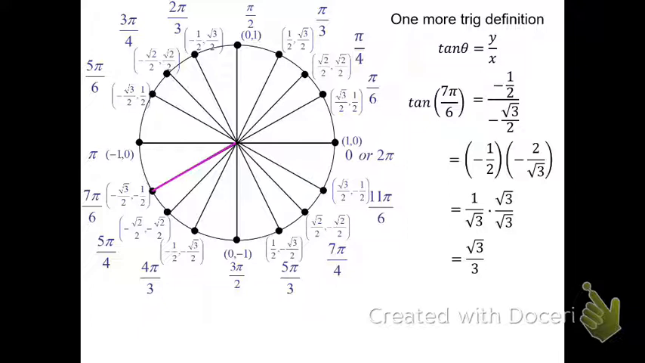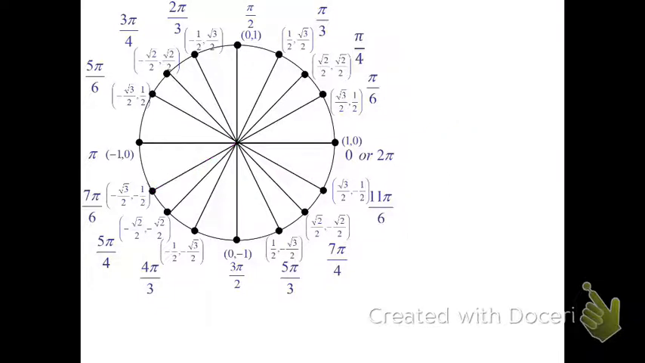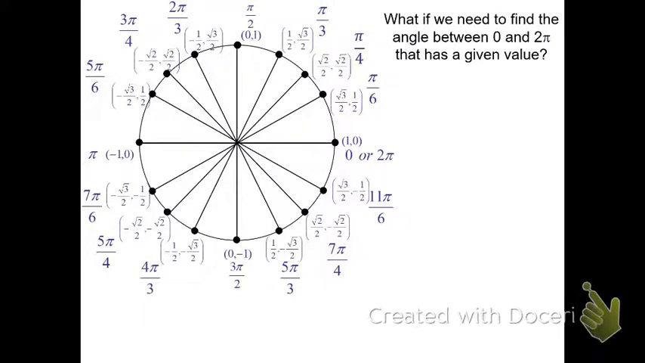All right, let's try another type of problem here. What if instead we want to find the angle that has a given value? And we're going to look between 0 and 2 pi, which means we're going to look around one complete turn of the unit circle. For instance, I want to know what angle or angles have a sine value of root 3 over 2.